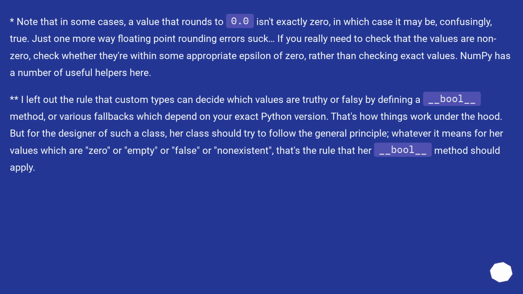I left out the rule that custom types can decide which values are truthy or falsy by defining a __bool__ method, or various fallbacks which depend on your exact Python version. That's how things work under the hood. But for the designer of such a class, her class should try to follow the general principle, whatever it means for her values which are 0, or empty or false or non-existent. That's the rule that her __bool__ method should apply.